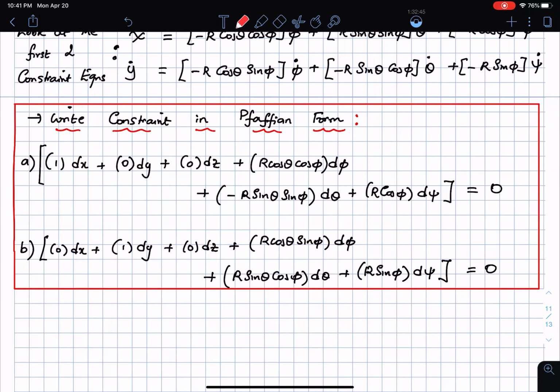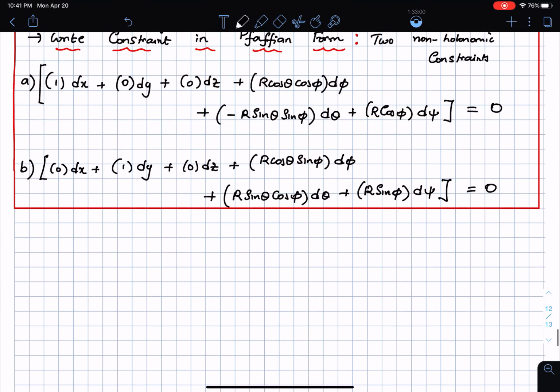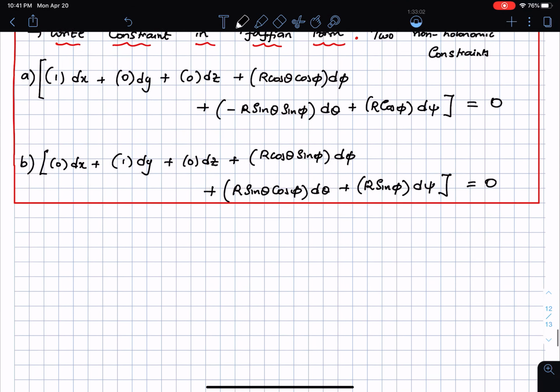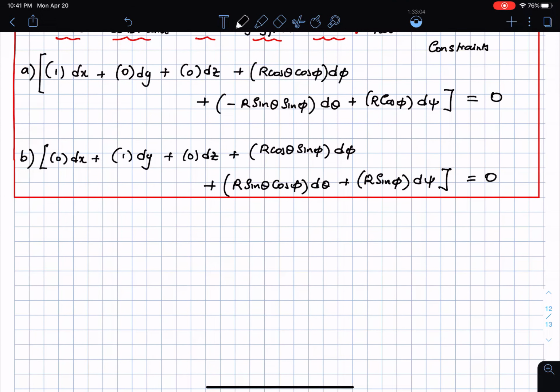Alright, so these are the constraints written in the Pfaffian form. There are 2 constraints, so I need 2 Lagrange multipliers. 2 non-holonomic constraints. Okay, so here are my Lagrange equations written for the entire problem. So the Lagrangian formulation.